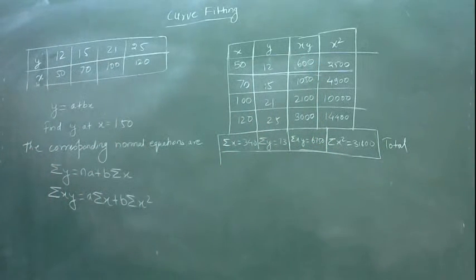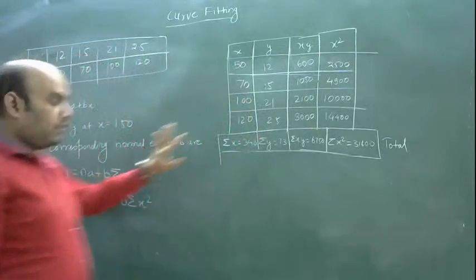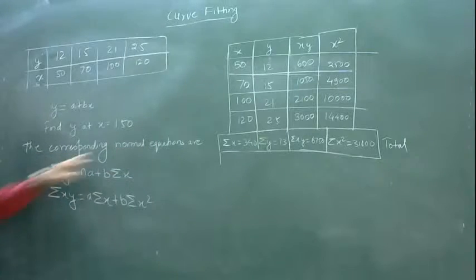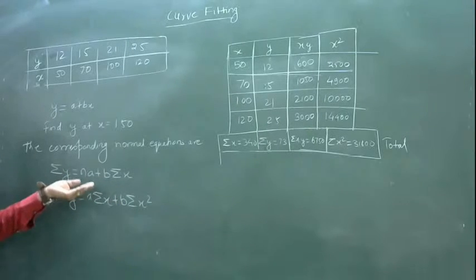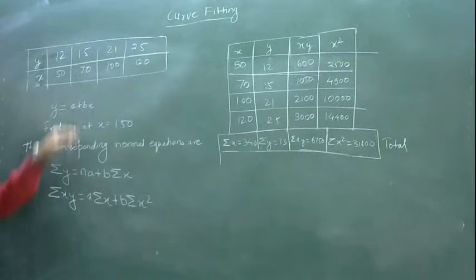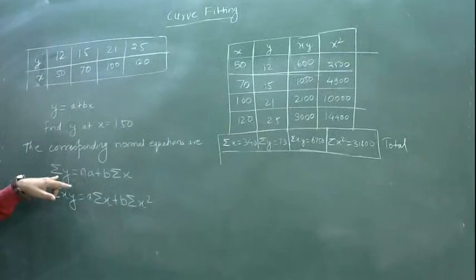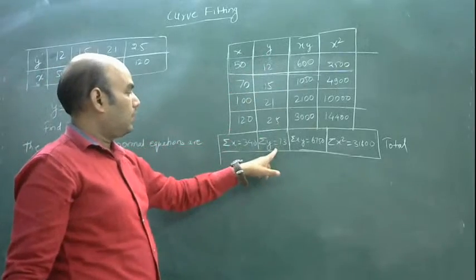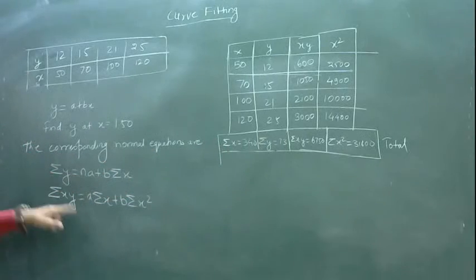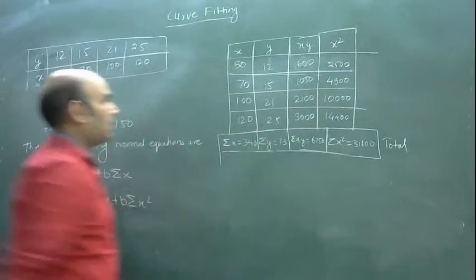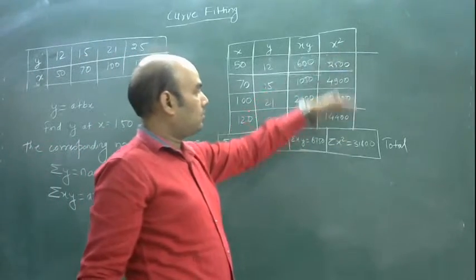Okay, so what we have done, value of x is given and y is given. So we have written the normal equation, summation y is equal to n into a plus b into summation x. Our aim is to find a and b, and we will substitute here. Summation xy is equal to a summation x plus b summation x square. So we need summation y, add this all, you will get summation y. Then summation x, add this all, you get summation x. Then summation xy, so you have to multiply x into y. And then summation x square.